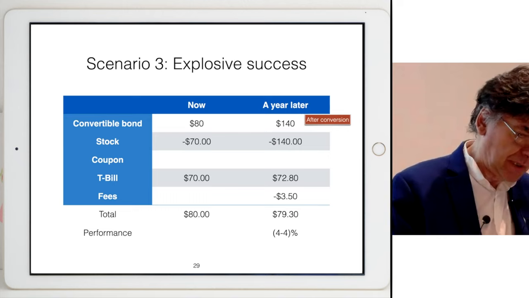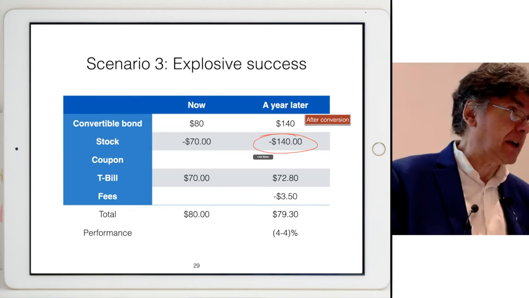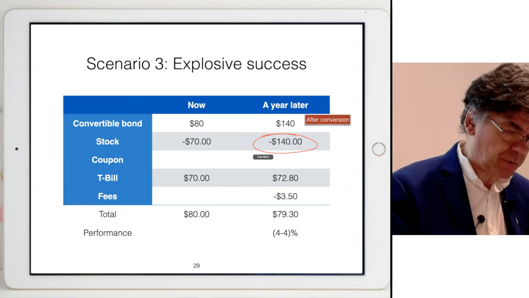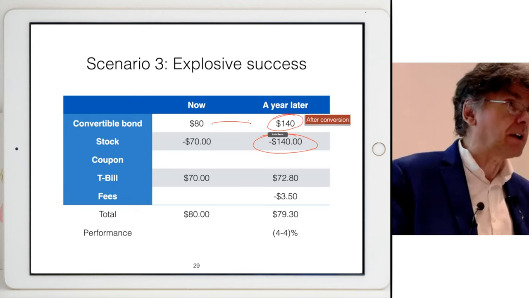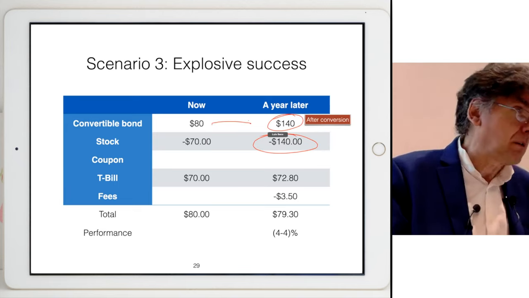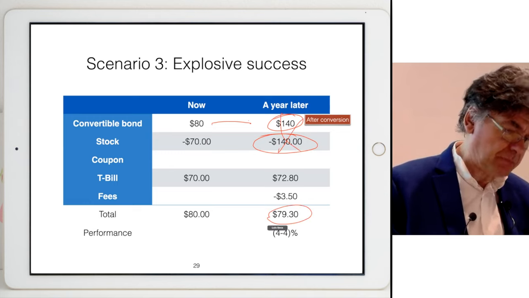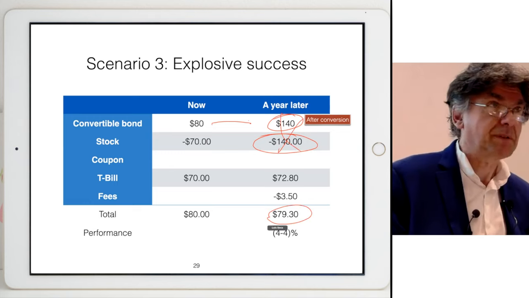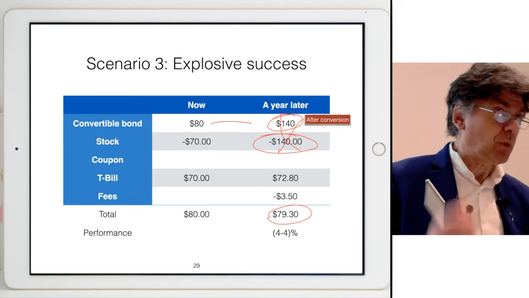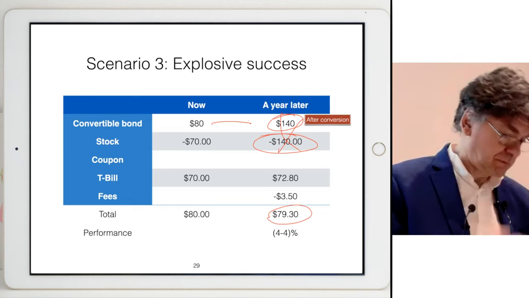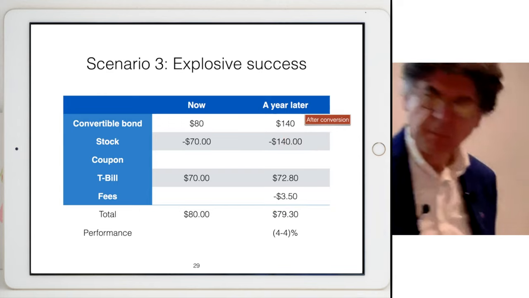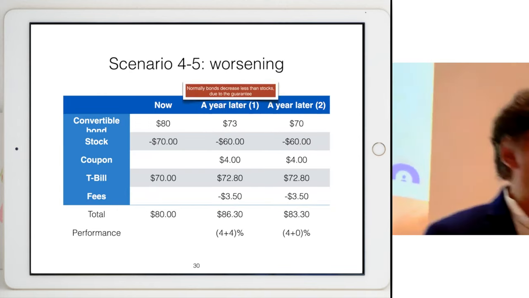What I do is, if the stock goes up by 100%, I convert my bond into the stock, and it becomes a share of the stock. So these things cancel each other and I lose a little bit of money, but not too much, right? So we've seen three scenarios. I'm going to continue, and now I can do two more.